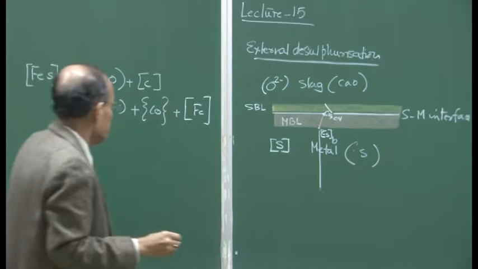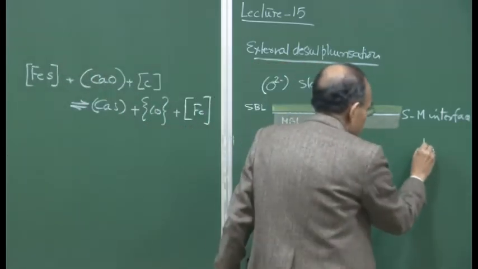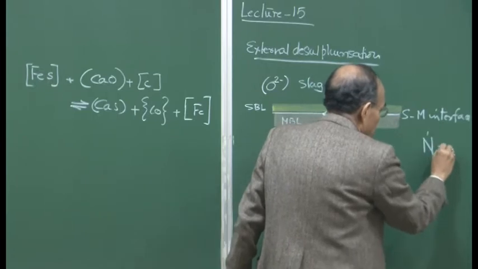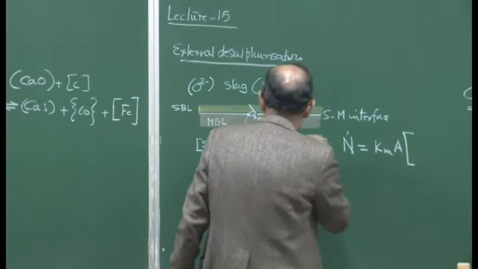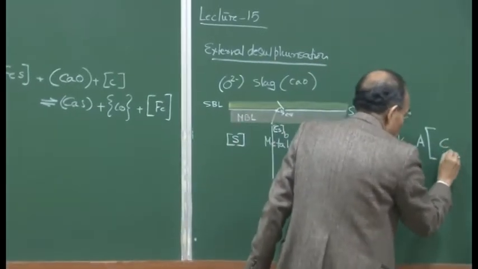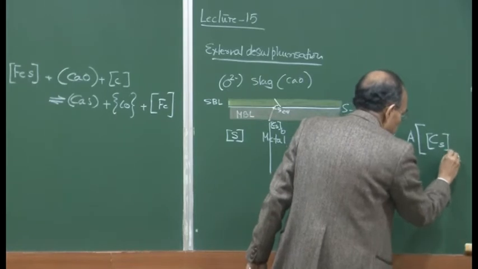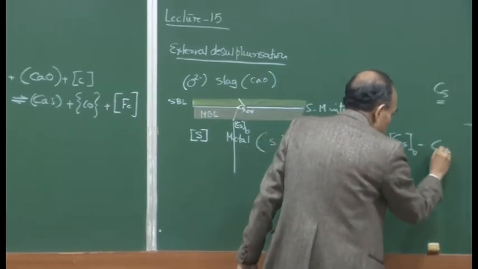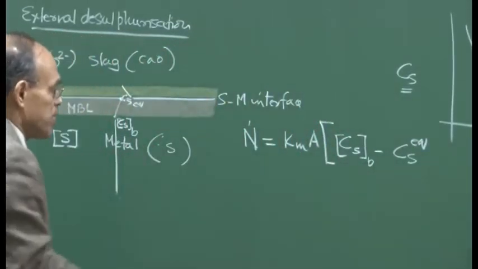Now, if you write down the mass transfer equation, the rate of transport is equal to the mass transfer coefficient times the interface area, times the concentration of sulfur at the edge of the boundary layer minus the concentration of sulfur at equilibrium, which is the interfacial concentration, basically.